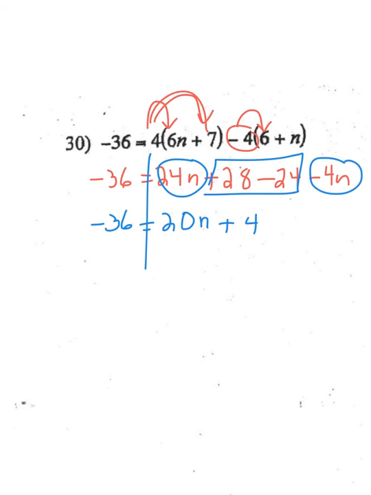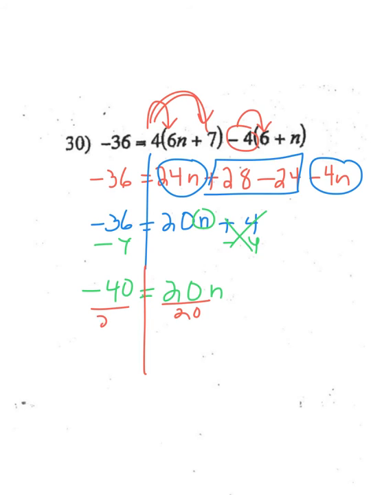Here we go. Now here's my n. So minus 4, minus 4. Be careful with those negative signs. Negative 40. Equal sign. Divide by 20. Divide by 20. 1n equals negative 2. Done.